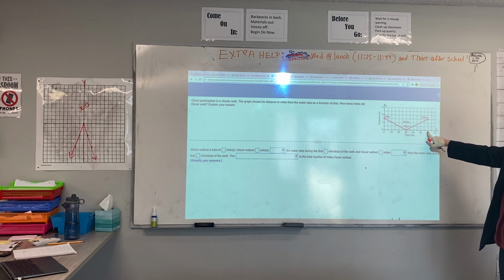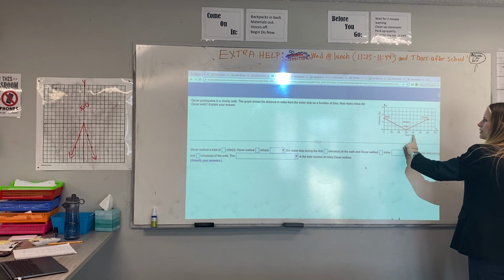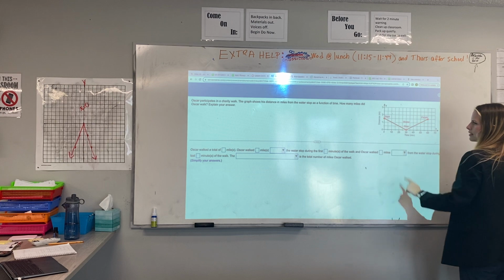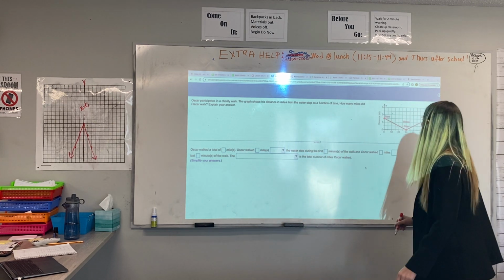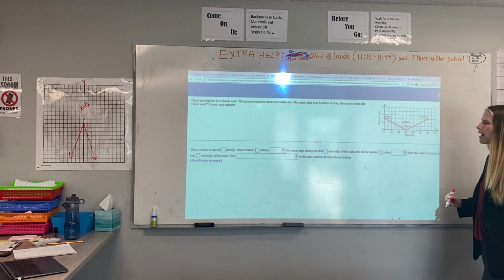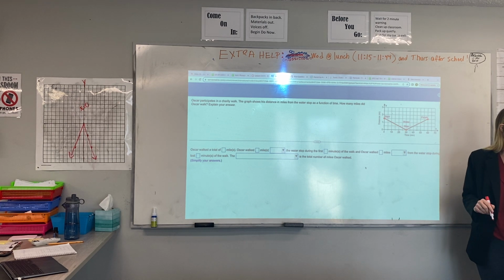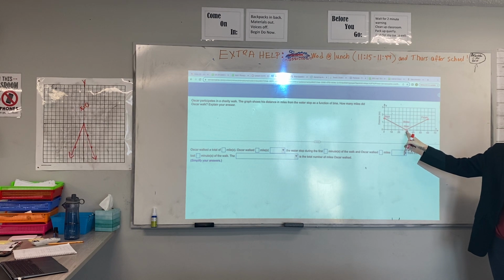How many miles did Oscar walk? Okay, well, this is time. So this is our distance. It said Oscar walked a total of blank miles. From here to here, how many miles did he walk? Read the graph. No, just from here to here.